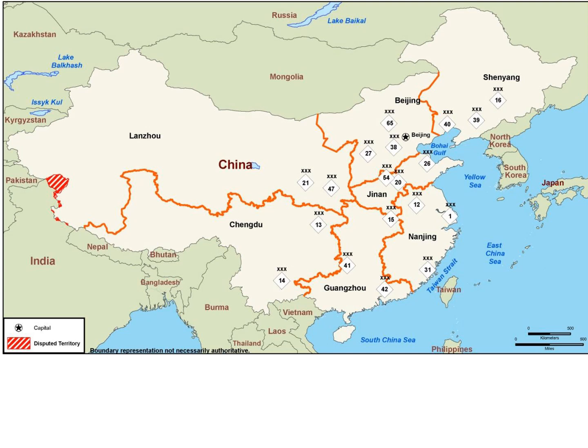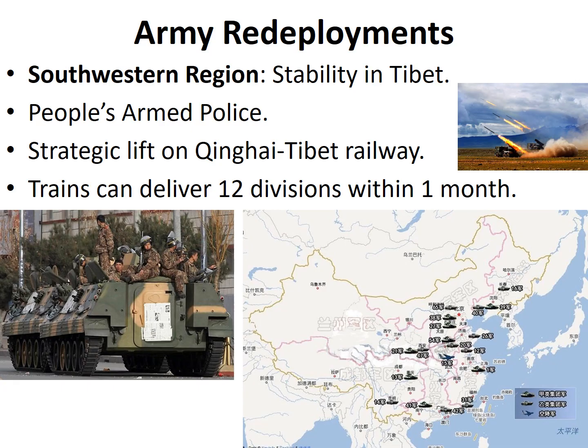So that you can see that region in Lanzhou, which is the northwest, and you can see that there are 2 guard armies, or 2 equivalent Western corps, each 50,000 soldiers. So the southwestern region borders India.